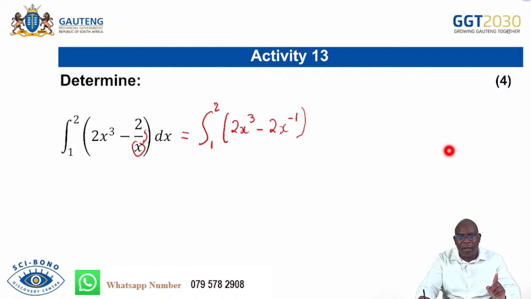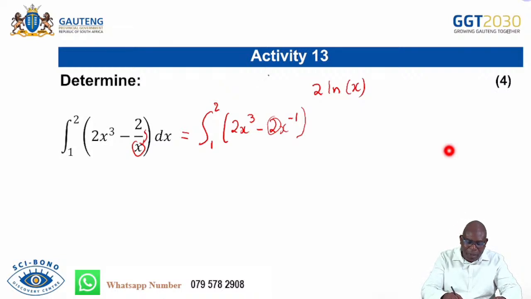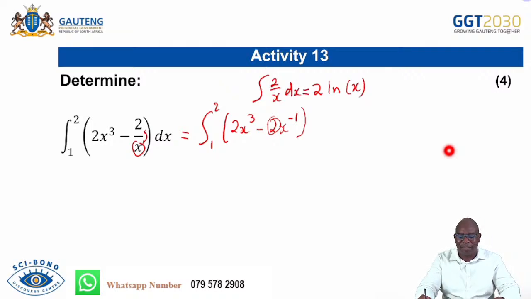It's ln of x. But now I've got a 2. What should I do? Now I've got this 2 here. What should I do with that 2? So it is going to be 2 ln of x. All right. So meaning that if I want to integrate 2 over x dx, that will give me 2 ln x. That part, I'm done.